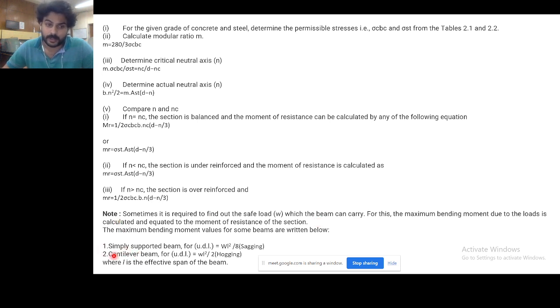So we have to calculate the simplest way: if we calculate the MR, moment of resistance, by this method, let's say we have all the data, we calculated the MR. Now we'll equate that to the bending moment, like for simply supported we'll equate to WL square by 8. By that you can calculate the W also, like the weight per unit length, how much you can provide so that it will be safe. Also for the cantilever it will become WL square by 2, and for other sections the formula will be different.